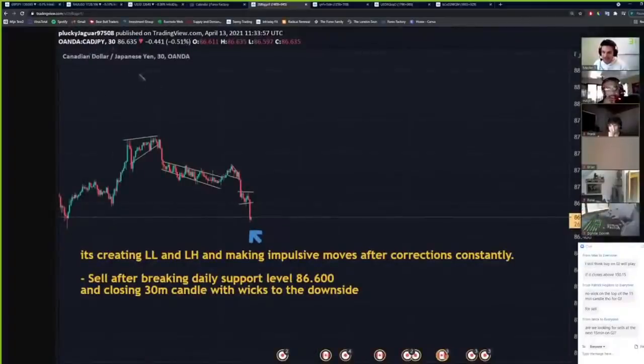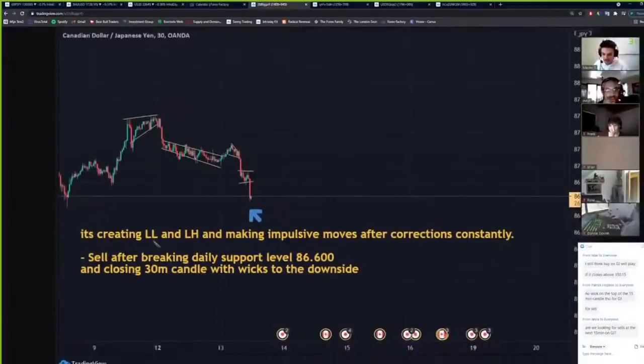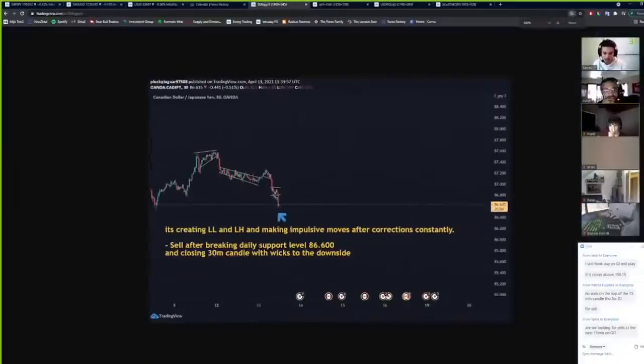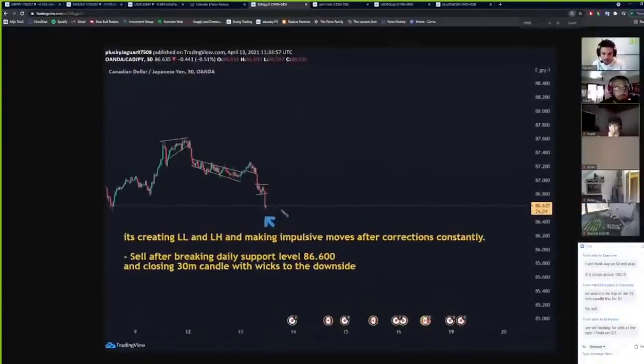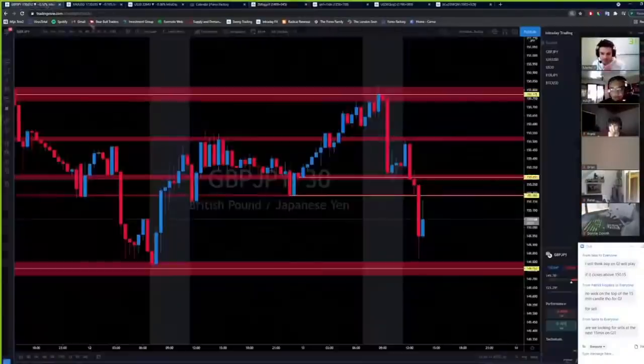So this is CAD JPY 30-minute. It's creating lower lows, lower highs, making impulse moves after corrections, constantly sell after breaking daily support level point. Closing 30-minute candle top.